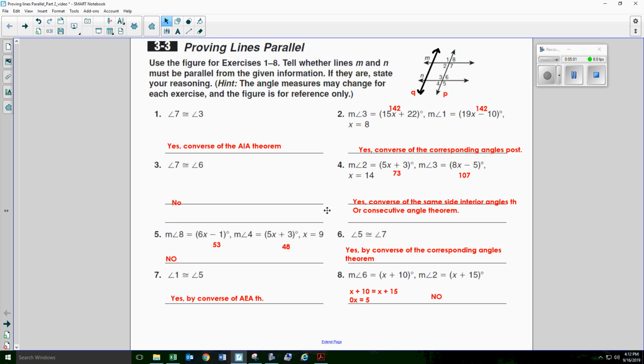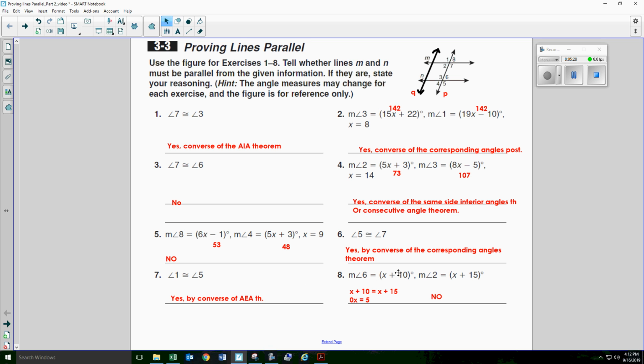Number 7, 1 and 5. 1 and 5, what kind of angles are these? Alternate exterior angles. So they again must be equal. And it says they are congruent, which means they will be equal. So therefore the answer is yes by the converse of the AEA, alternate exterior angles theorem.